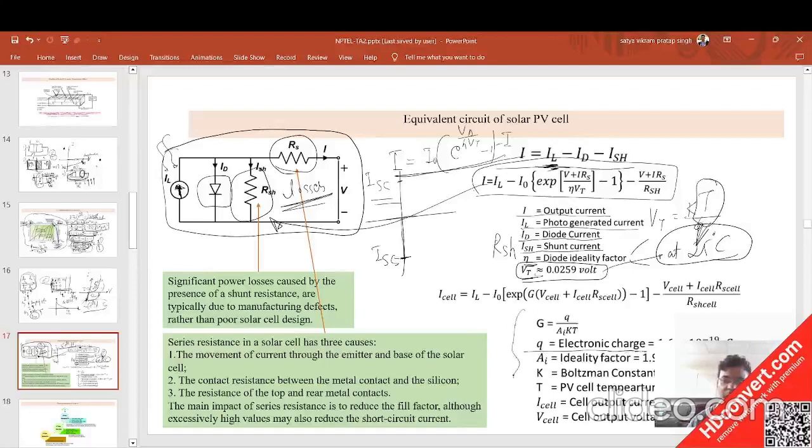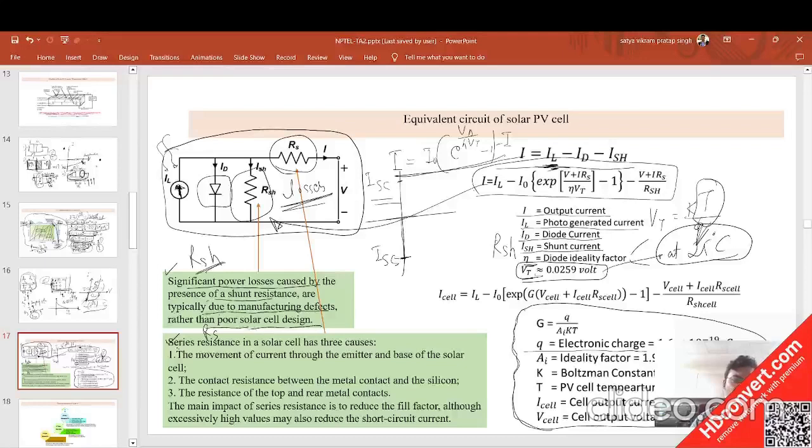And here I have given certain parameters and their physical meaning, what they are depicting. If you see the two green boxes I have kept, they depict RSH and RS, the series and shunt resistance. What about the shunt resistance? It signifies power loss caused by the presence of shunt resistance, which is typically due to manufacturing defects rather than poor solar cell design.